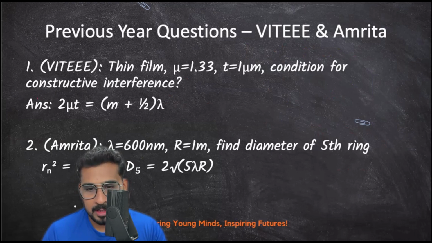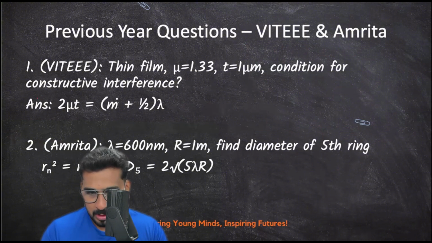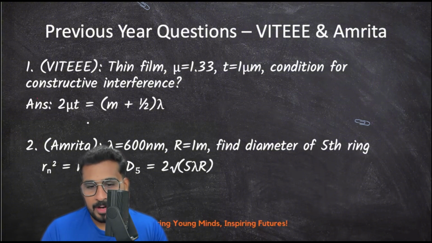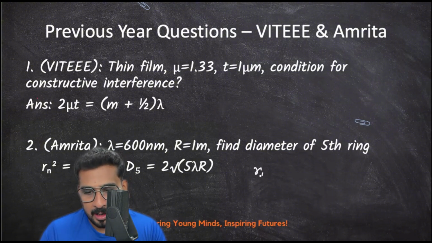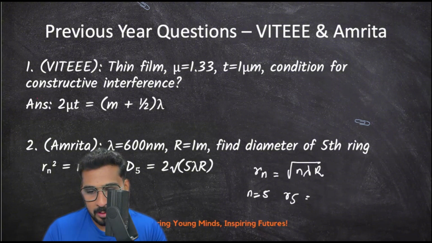The thin film is given, mu is given as 1.33, thickness is given as, so the condition for constructive interference is delta x equal to (m plus 1 by 2) into lambda. For destructive interference, it is m into lambda, where delta x is given by 2 into mu into t. Next, another question: find the diameter of the fifth ring. In the Newton's ring experiment, there is a formula where the radius of the nth ring Rn is equal to square root of n into lambda into R. So directly you substitute the value, n is equal to 5 here. So r5 is equal to square root of 5 into lambda into R, where R is given as 1 meter, and you will be able to get the answer.